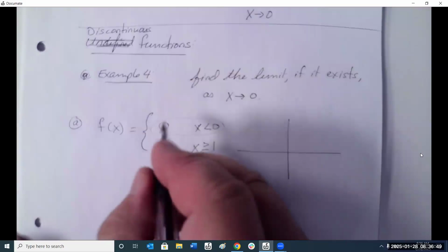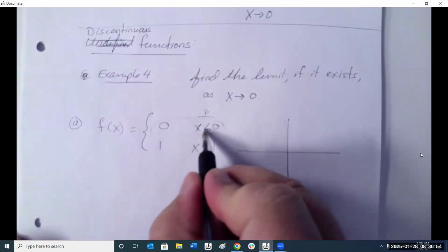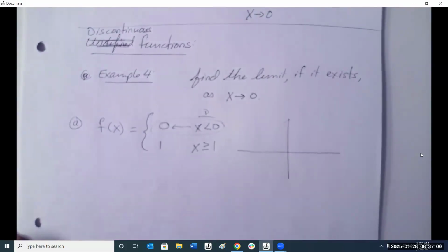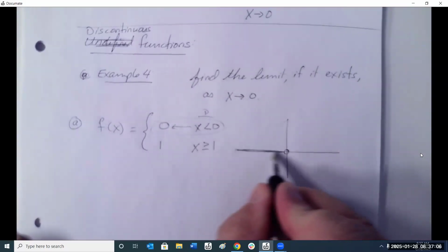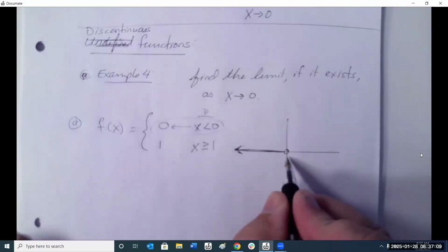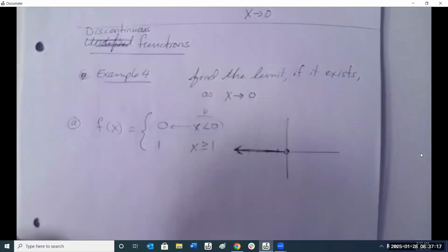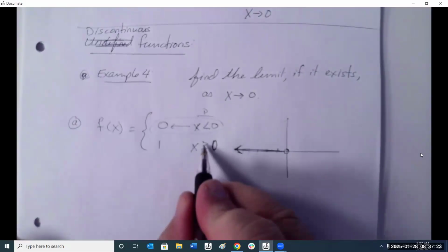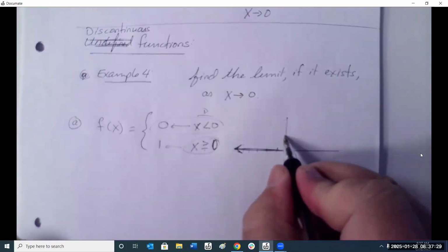What this thing says, these are my functions. This is my domain. When x is less than 0, my function equals 0. So it's less than 0, so it can't be 0. And it goes for anything less than 0, for any x less than 0, my answer is 0. When x is equal to or greater than 0, the function is 1.